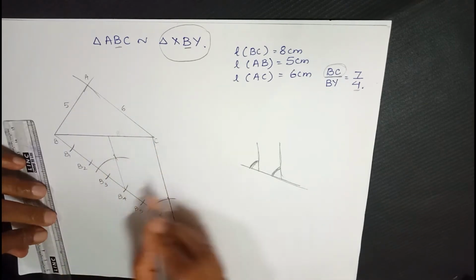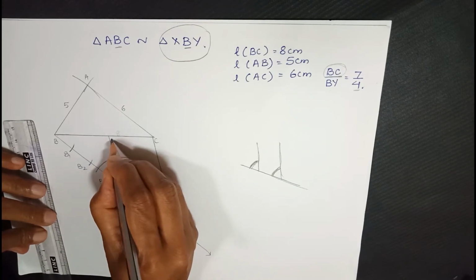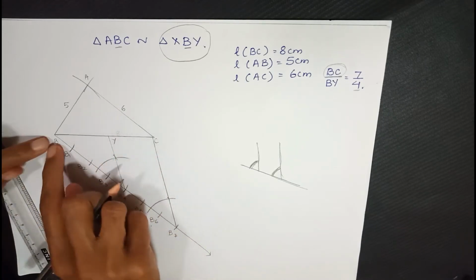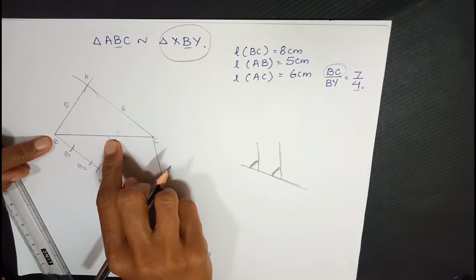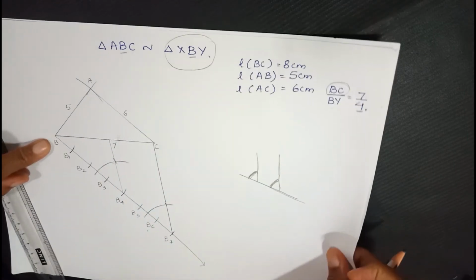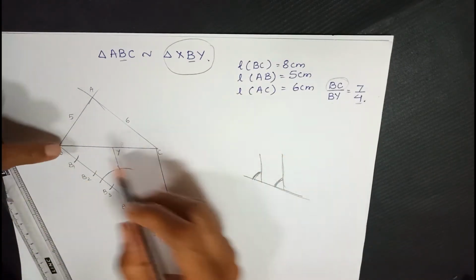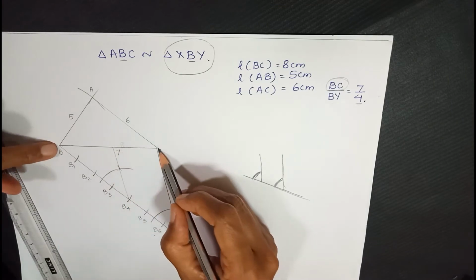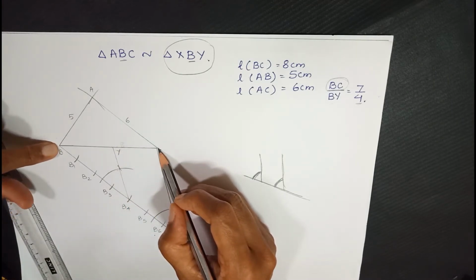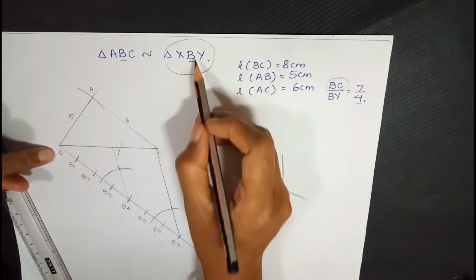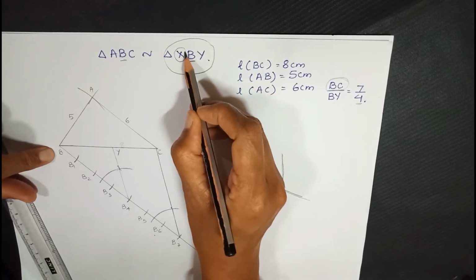So now you can see these 2 lines are parallel, and this point that you have got becomes the base BY of the second triangle, right? So now you can see 1, 2, 3 and 4. So this much is 4 parts. The entire thing is 7 parts. Now we got the base BY. Now what is remaining is only the vertex X.